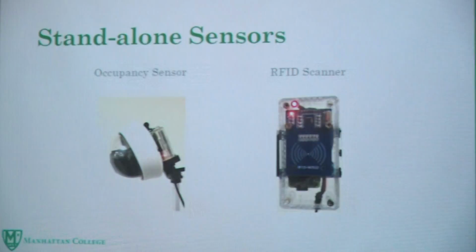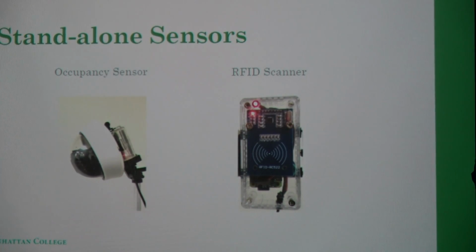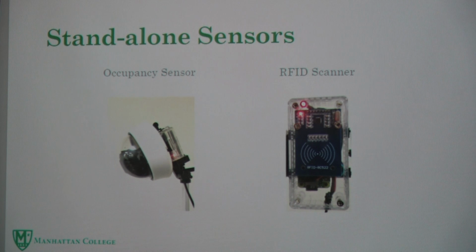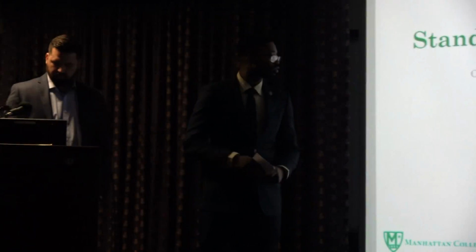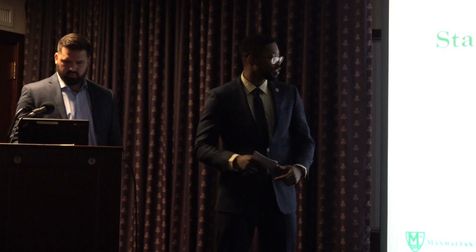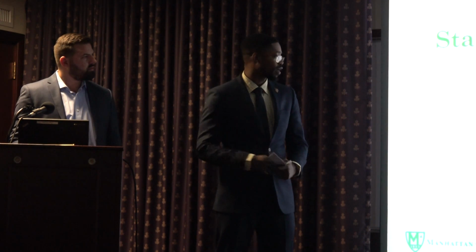We use two standalone sensors that are both Wi-Fi enabled. The occupancy sensor consists of a USB camera, a Raspberry Pi 3, and a power supply. And our RFID scanner consists of the RC522 RFID reader, a Raspberry Pi Zero, a bicolor LED, a resistor, and a power supply.